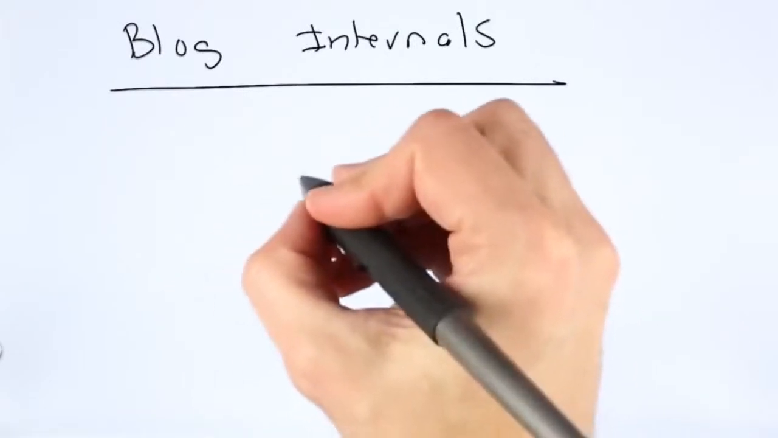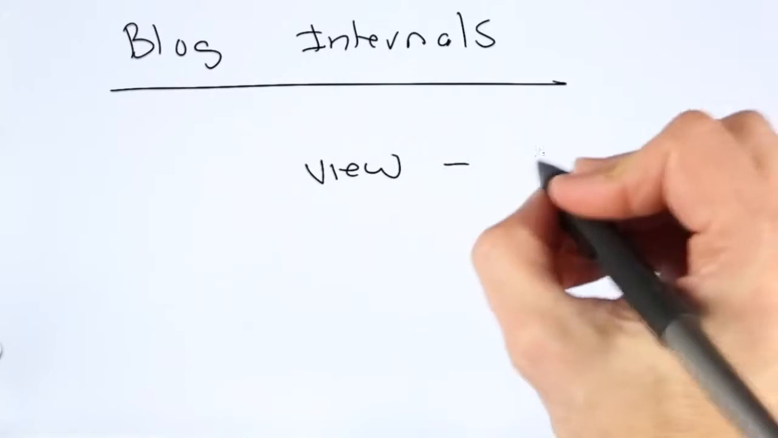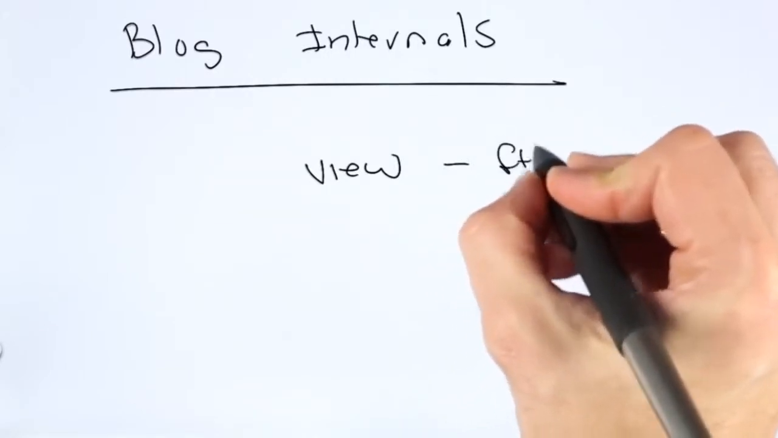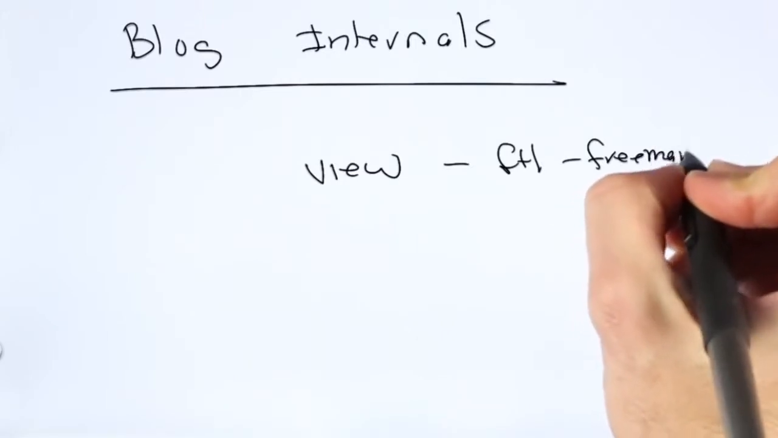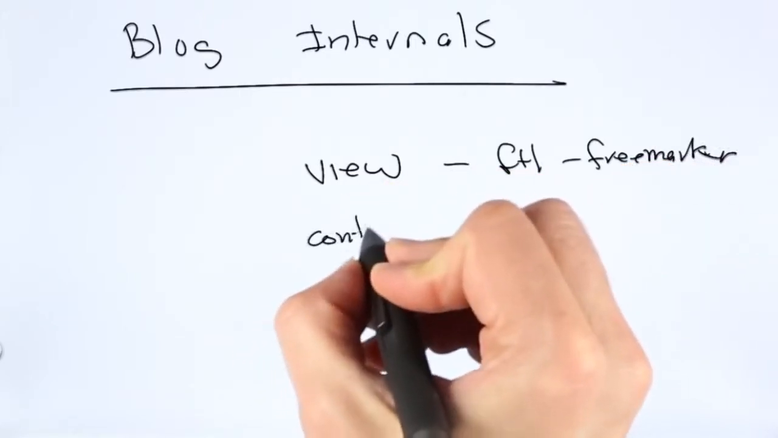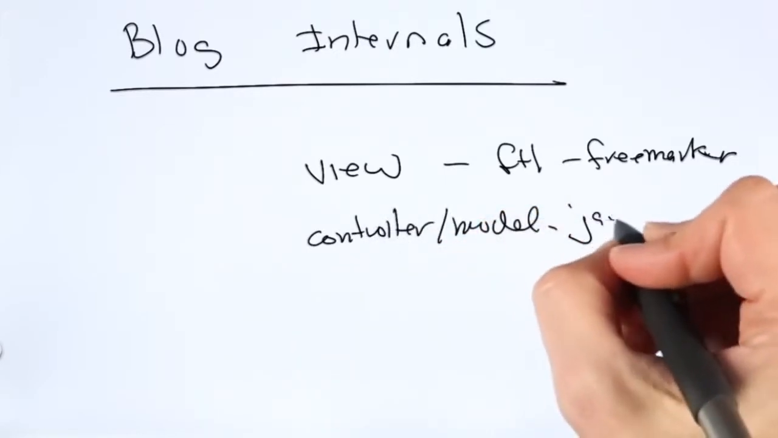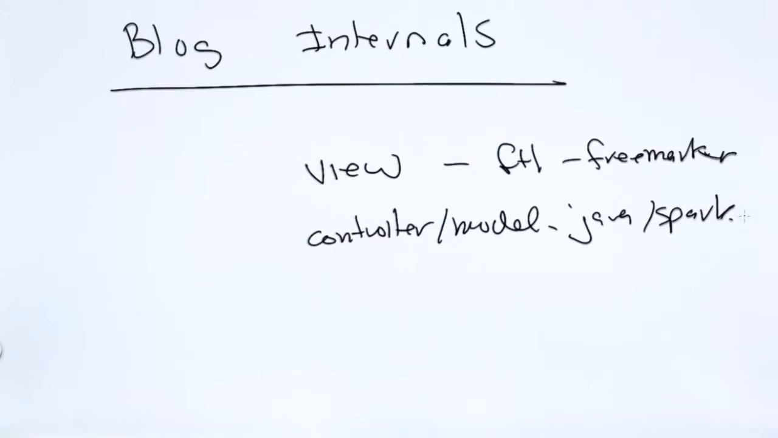Okay, let's go over the blog internals now. There's two different parts of this project for the most part. There's the view made up of these FTL templates that are processed by FreeMarker. And then there's the controller and the model, which is in Java code and uses the Spark framework for handling of the routes. In a sense, the Spark framework is really part of the view as well. And so I'm going to show you those two different parts.